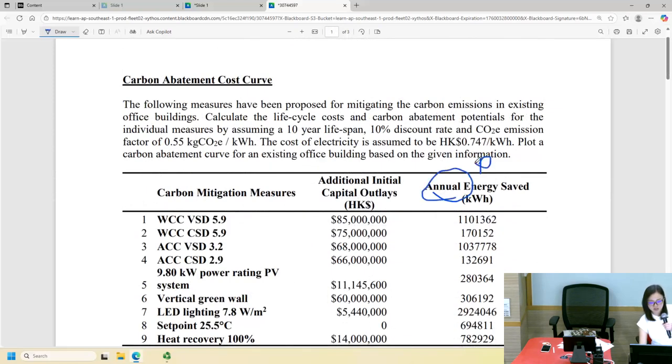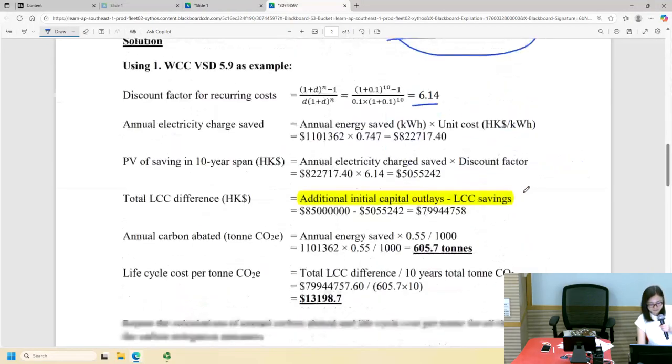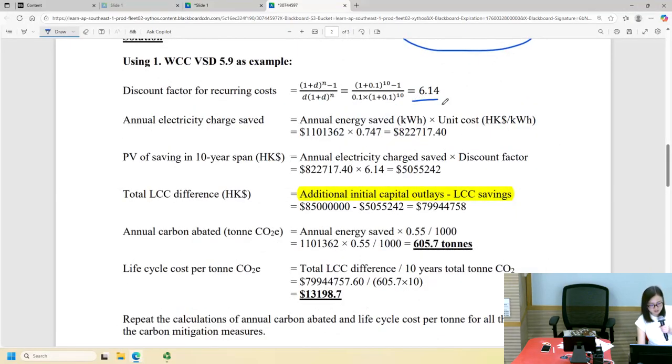Annual saving, and it means that they are recurring. Okay, they will happen every year. Okay, recurring cost or recurring money. Okay, so calculate this factor.